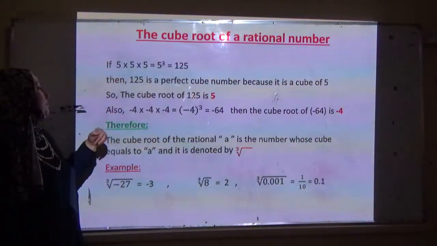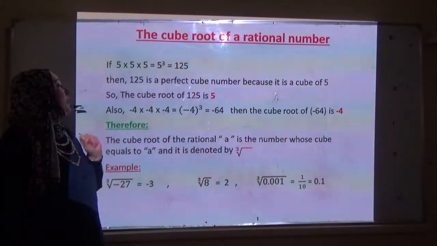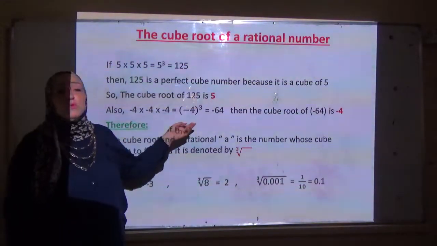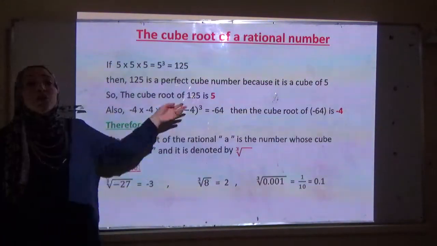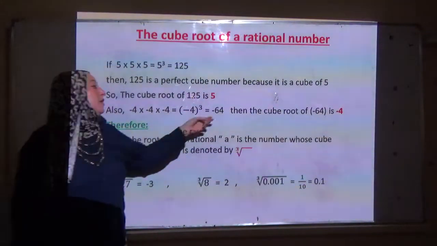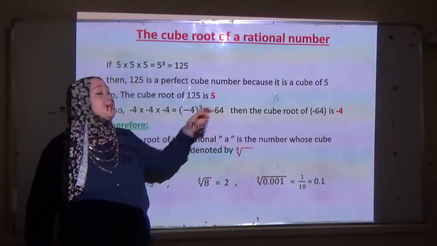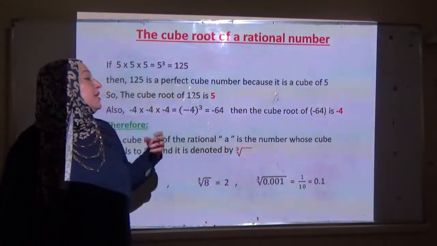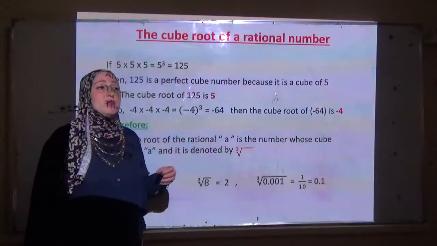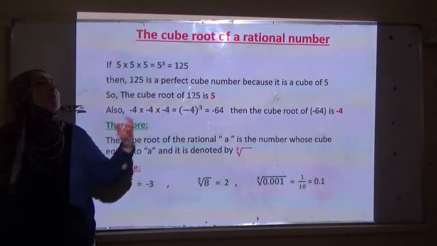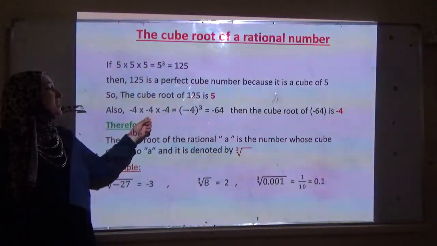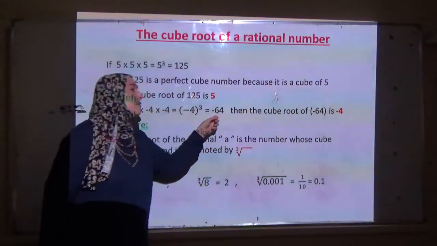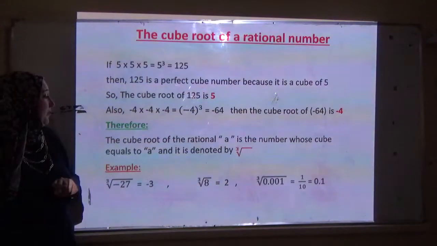Also, another example. Negative 4 times negative 4 times negative 4 equals negative 4 power 3, or the cube of negative 4, and the result will be negative 64. Then the cube root of negative 64 is negative 4. Why negative 4? Because negative 4 multiplied by itself 3 times, or negative 4 power 3, gives me negative 64.